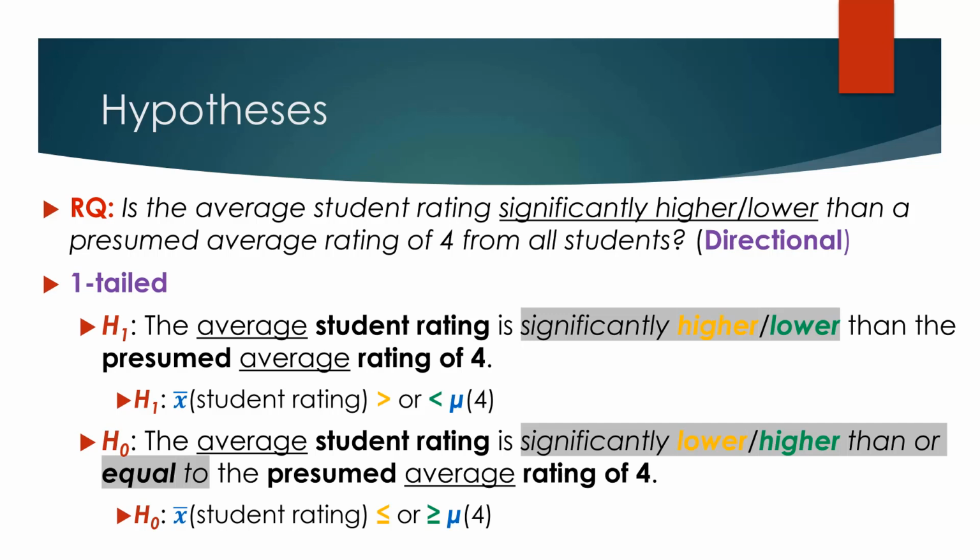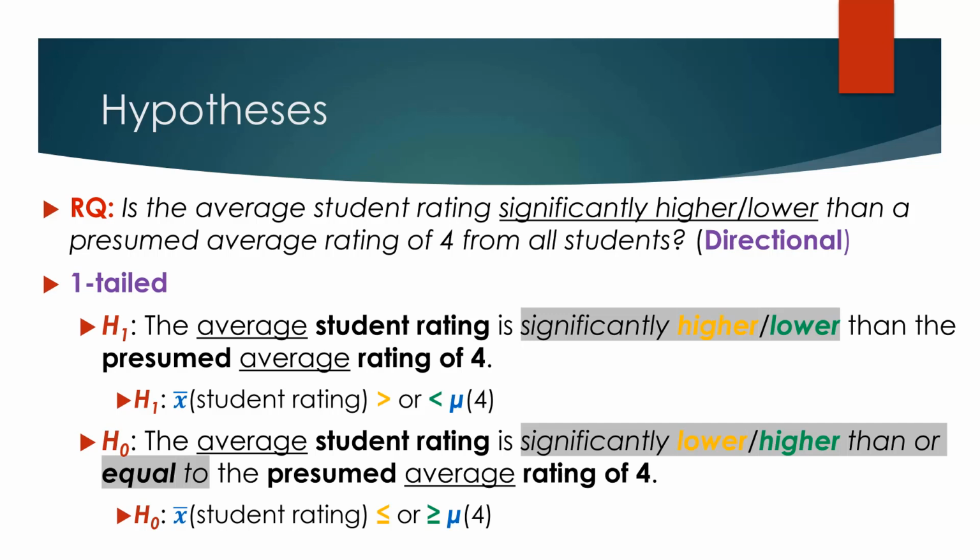So it's all based on the question. Whatever the question says, the alternative says yes to, and the null says no to the alternative. So if the question says higher, the alternative says higher, and the null says lower or equal to. If the question says lower, the alternative says lower, and then the null says higher or equal to.